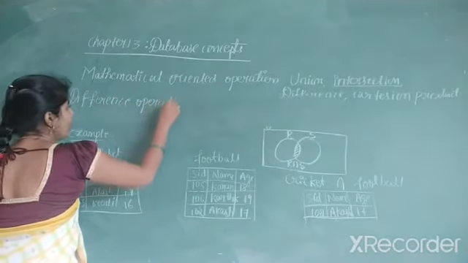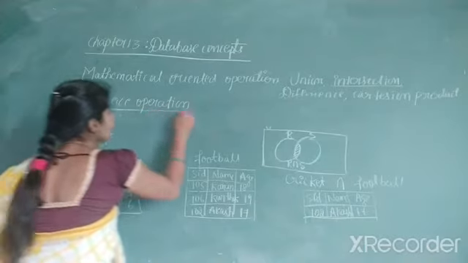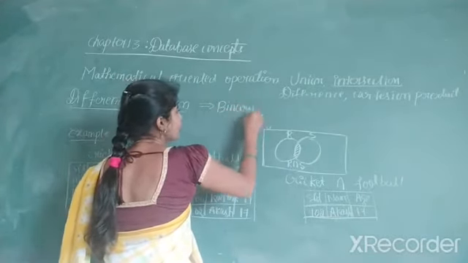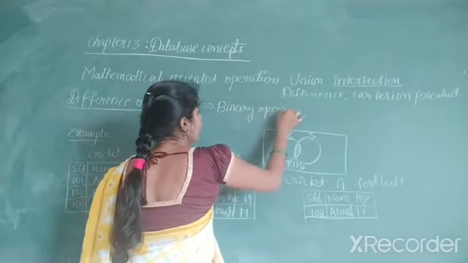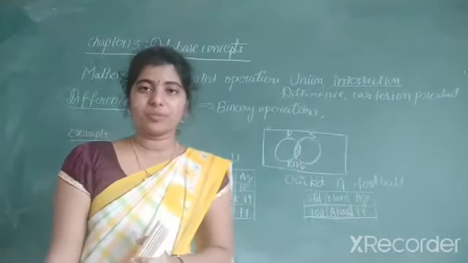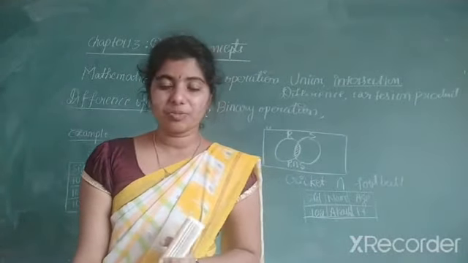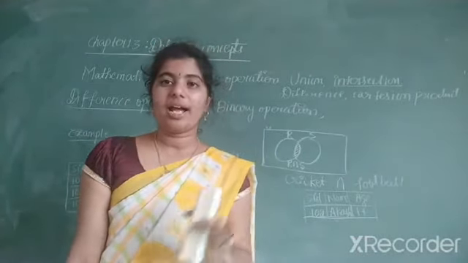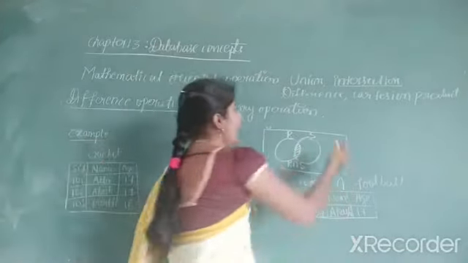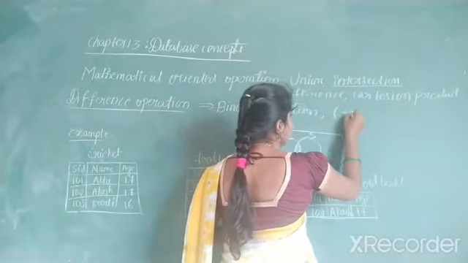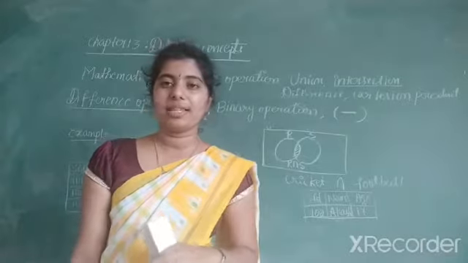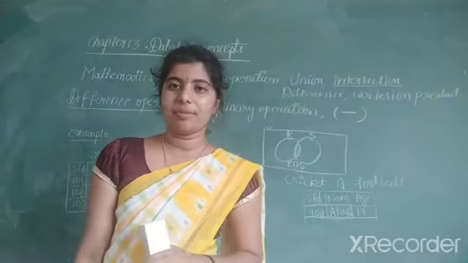So the difference operation is also a binary operation, because this operation can be performed on how many relations? Two relations. Because of that, the difference operation is a binary operation and it is represented by a symbol called minus.